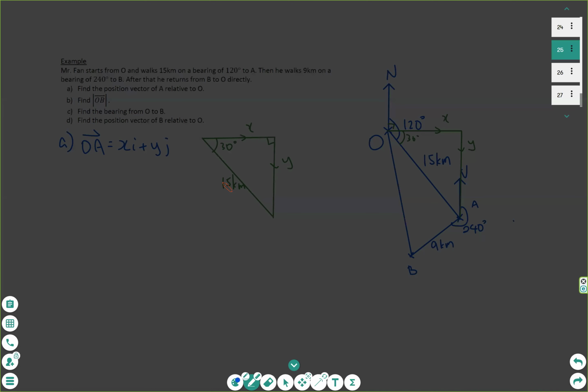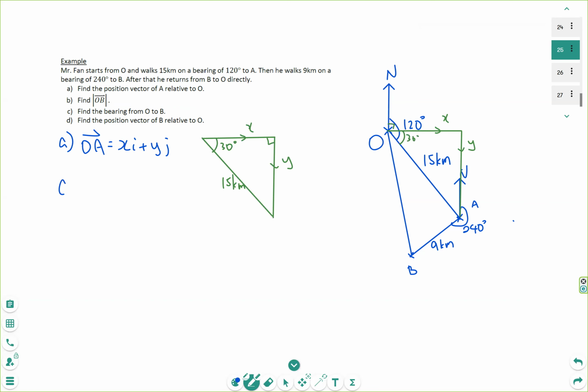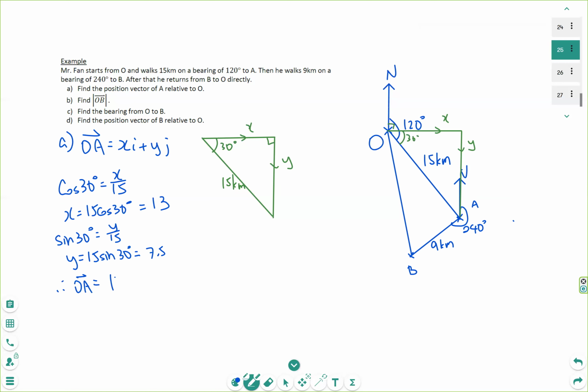Using trigonometry, cos 30 degrees equals x over 15, so x equals 15 cos 30 degrees. Put it in the calculator and you should get, I'll just round to, 13. For y, sine 30 degrees equals y over 15, so y equals 15 sine 30, which is half of 15, which is 7.5. Therefore, OA equals 13i minus 7.5j. Now, it's negative because y is going downwards.